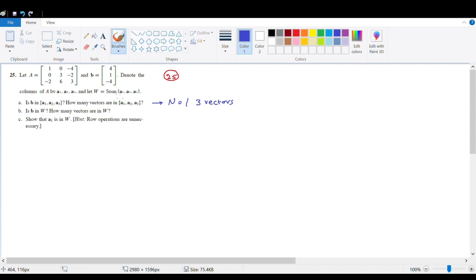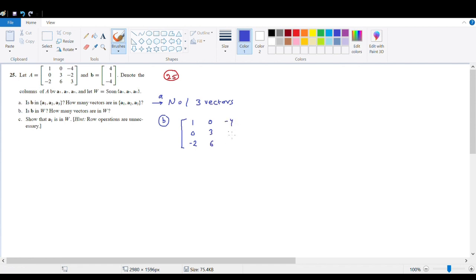Is B in W? W represents the span of A1, A2, A3. We need to check: is this system consistent? If it is consistent, that means B is in W, which is the span. But if the system is inconsistent, B shouldn't be in the span. So for B, we need to write the matrix, and then do some row operations to know if the system is consistent or inconsistent.